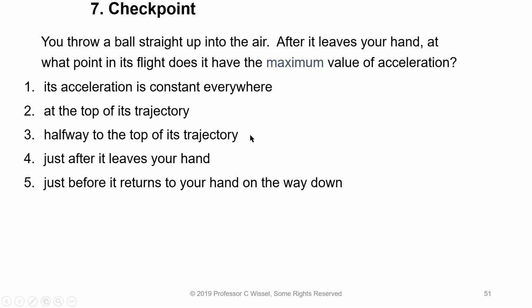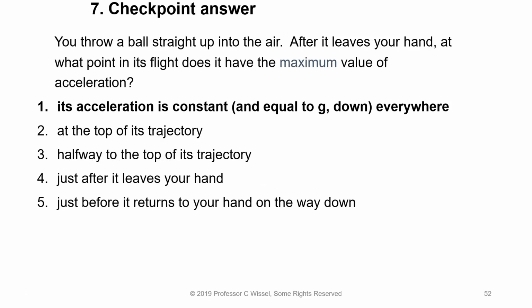You throw a ball straight up into the air. After it leaves your hand, at what point in its flight does it have the maximum value of acceleration? This is a trick question. It's in free flight. Acceleration is the same all through the flight. Constant, equal to g down, everywhere in that flight. Don't fall for this one.